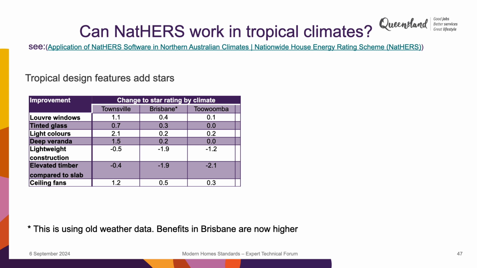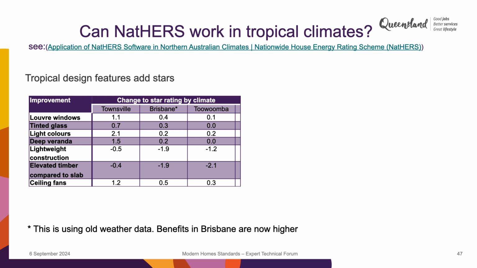We looked at elevated compared to a slab on ground. Well, we didn't make any other changes to these standard buildings, elevating them. But of course, the typical Queenslander, which my wonderful partner, Mary Ann, comes from Gladstone and lived in a Queenslander, and I stayed up there several times. Yes, you've got the louver windows, you've got the lighter colours, you've got the deep veranda. But just raising it for a standard volume builder house doesn't give you a benefit. Ceiling fans is 1.2 stars.